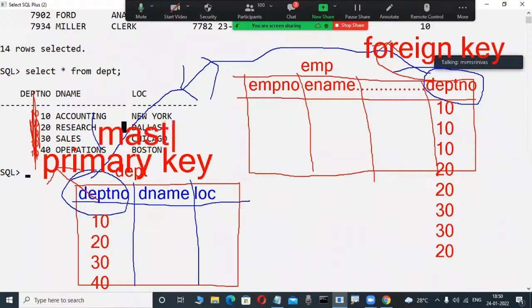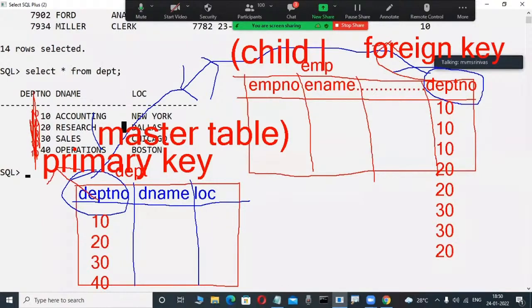This is a master table. That's why where primary key is available, that table is called master table. Again, where foreign key is available, that table is also called as what? A child table or detail table. Where foreign key is available, that table is also called a child table or detail table.